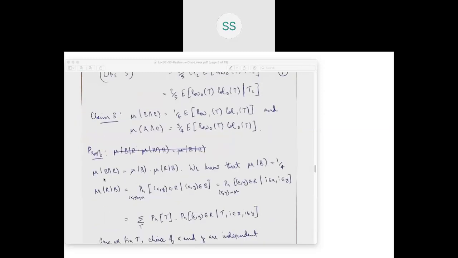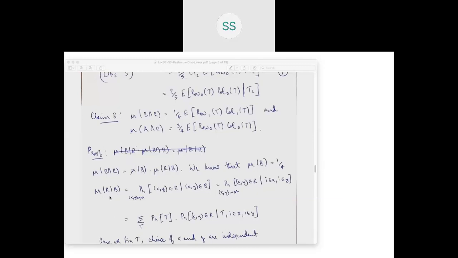First, conditional expectations: mu of B intersection R is mu of B multiplied by mu of R given B. We know that mu of B term is 1/4. We said that at the beginning. And then let's try to compute this: the measure of R given B.